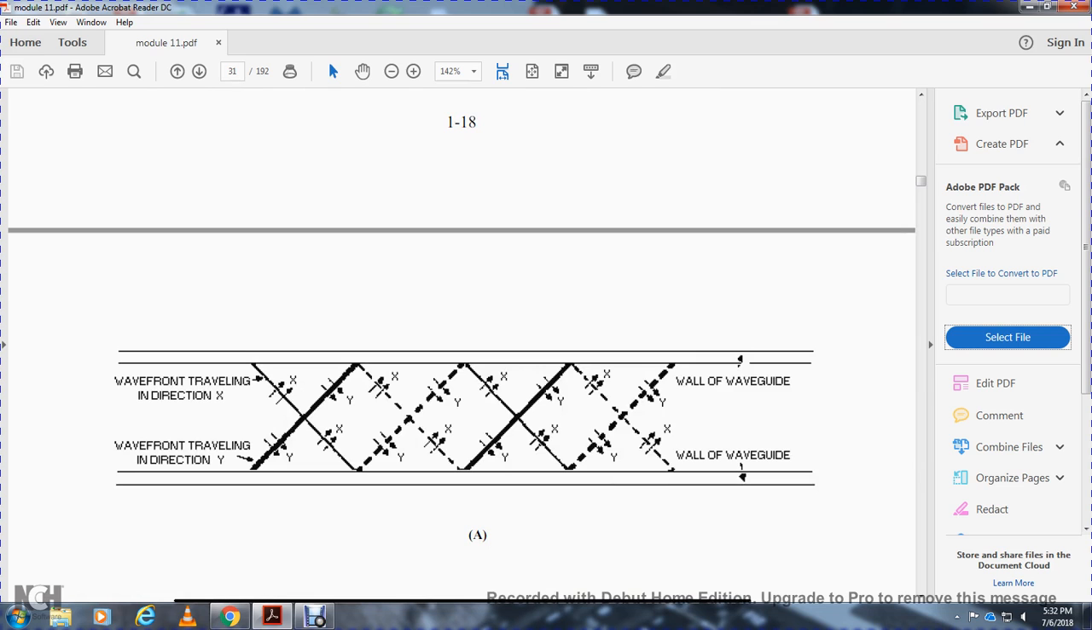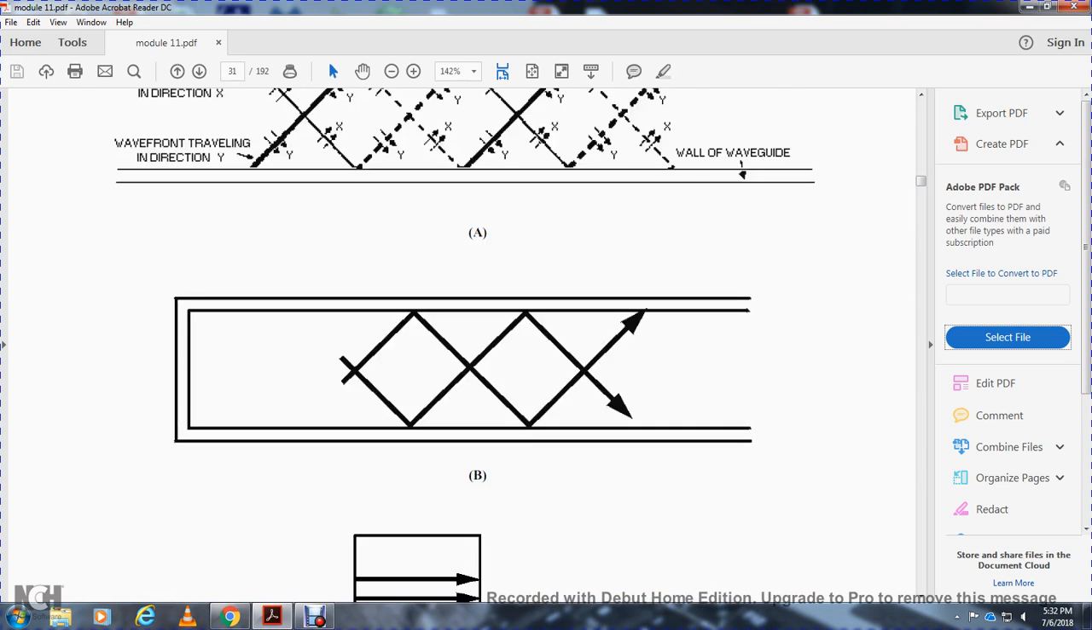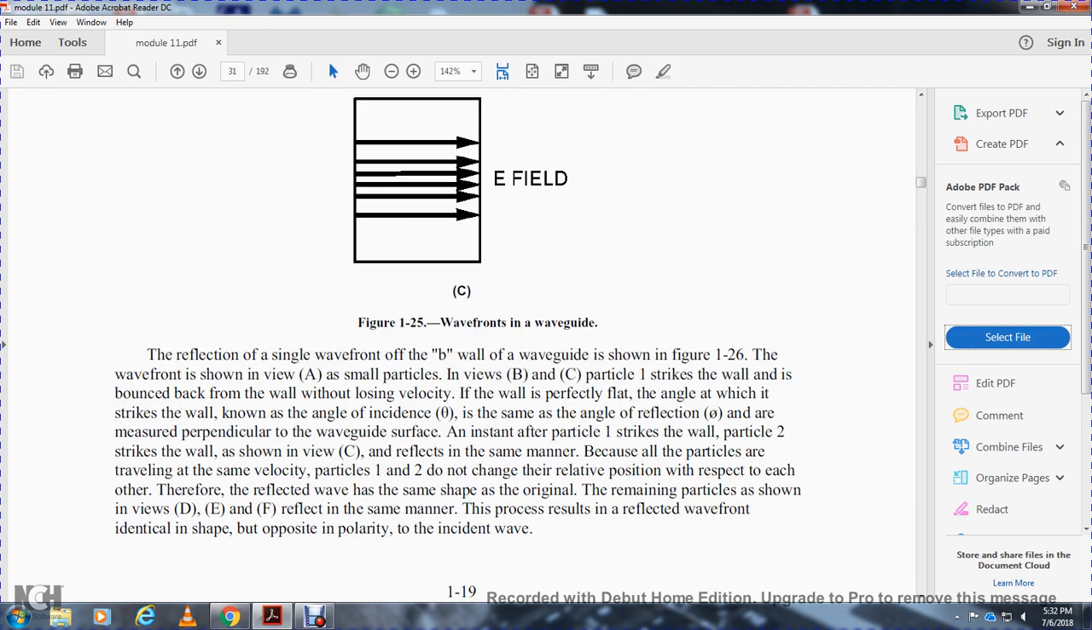Wavefront traveling in direction X, wavefront traveling in direction Y. Wavelength, wall of the waveguide, wall of the waveguide. B, electric field, wavefronts in the waveguide.